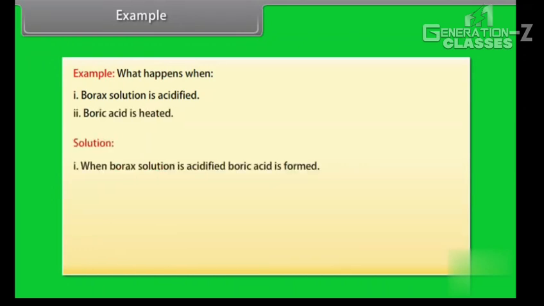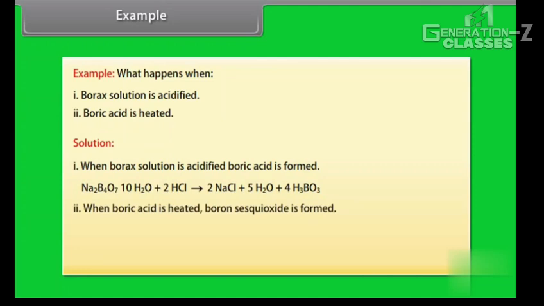Let's take an example. What happens when borax solution is acidified and boric acid is heated? Let's see the solution. When borax solution is acidified, boric acid is formed. When boric acid is heated, boron sesquioxide is formed.